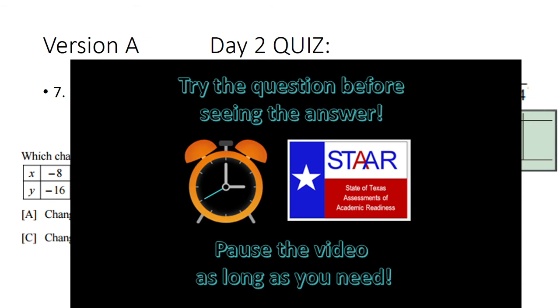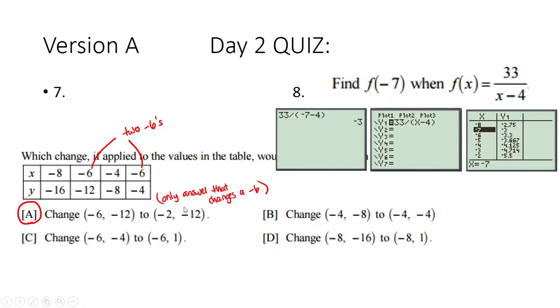Number 7 and 8. Number 7, we were supposed to change the values because we had two negative 6's. The only answer that changes my negative 6's is A, because it will change one of the negative 6's into negative 2, then none of my x's repeat. Number 8, we had to make sure to put the denominator in parentheses, so it's negative 7 minus 4 in the denominator, and when we divide it, we should have got negative 3, or we can type that into our y equals key, go to negative 7, and we see negative 3 as our answer.